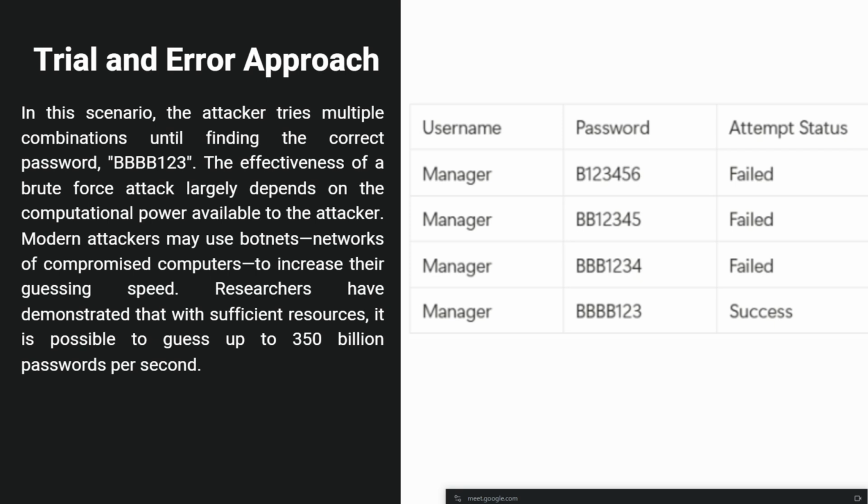The effectiveness of a brute force attack largely depends on the computational power available to the attacker. Modern attackers may use botnets, networks of compromised computers, to increase their guessing speed. Researchers have demonstrated that with sufficient resources, it is possible to guess up to 350 billion passwords per second.